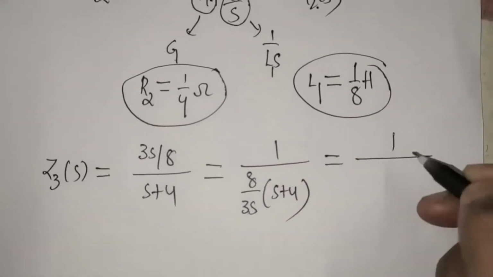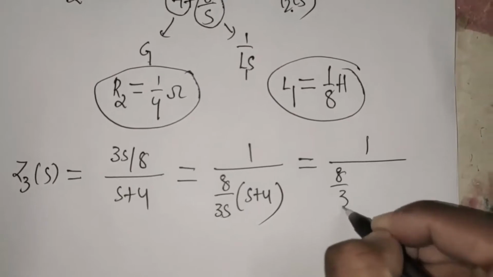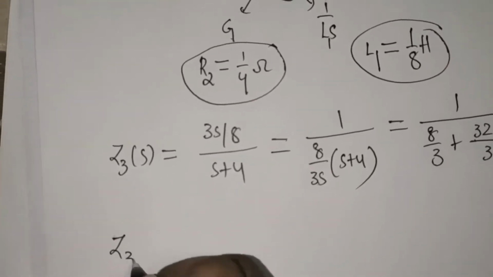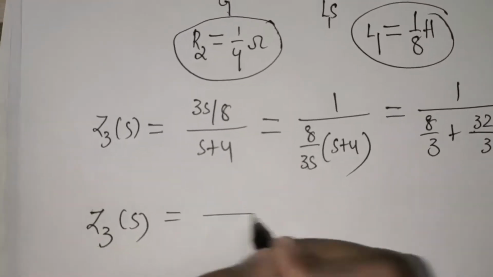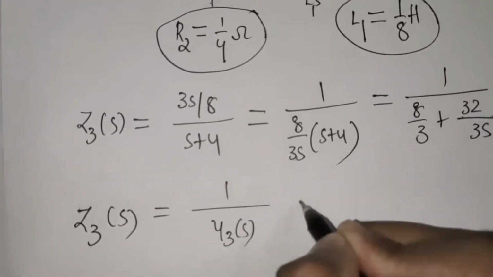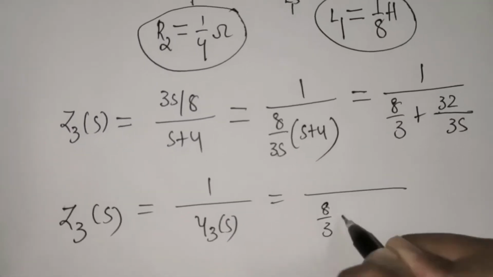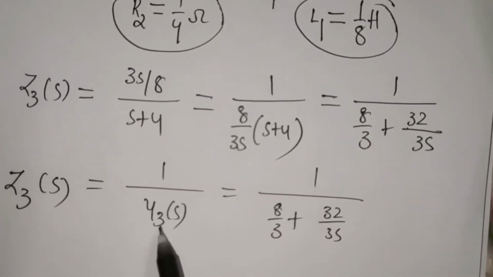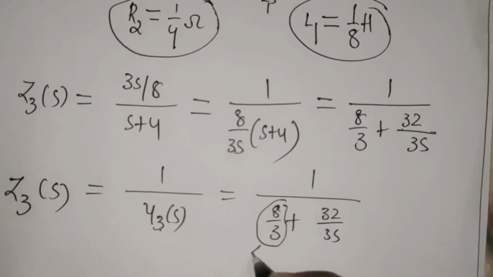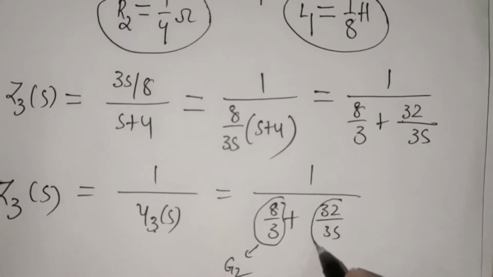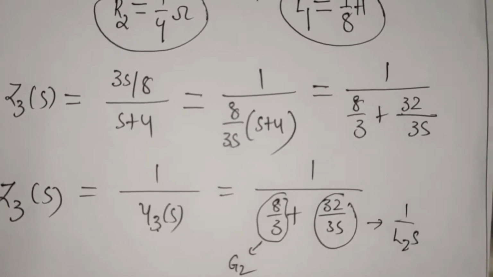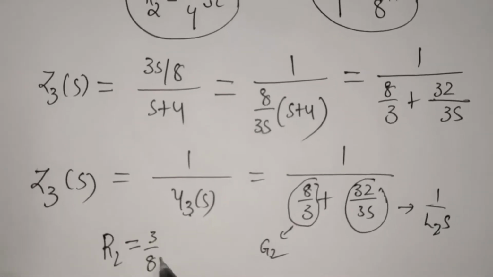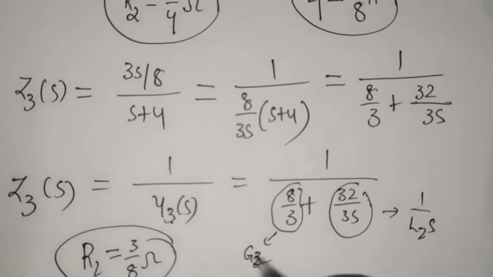So this eventually becomes 1 by 8 by 3 plus 32 by 3s. So again, this is nothing but Z3 of s, which is 1 by Y3 of s, which is 8 by 3 plus 32 by 3s. Since here again the admittance constant indicates G2, and this is in the form of 1 by L2s. If G2 value is 8 by 3, then R2 value is 3 by 8, or to be precise G3, R3.